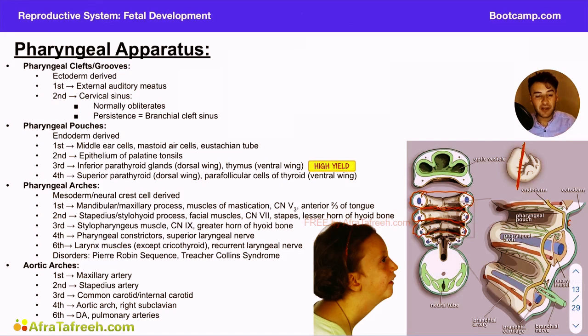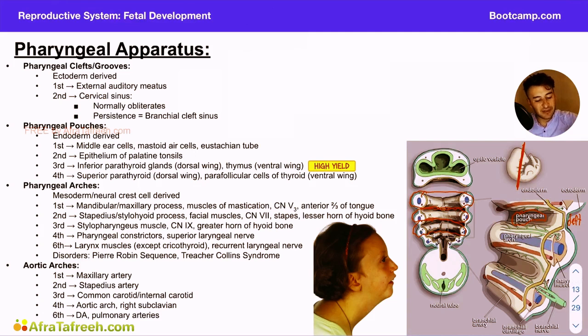Our clefts are going to be ectoderm derived, and they are going to be out here on the outside, whereas our pouches are going to be endoderm derived, and they're going to be located more interiorly. And then the arches are kind of like that meaty material that runs through the middle of the clefts and the pouches.